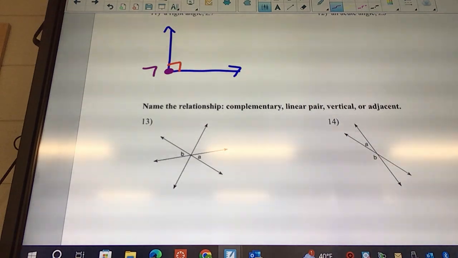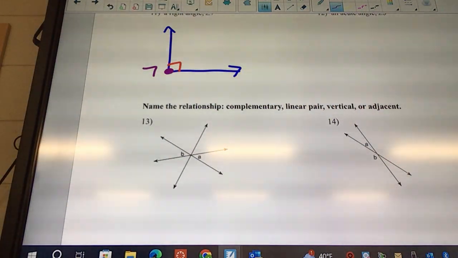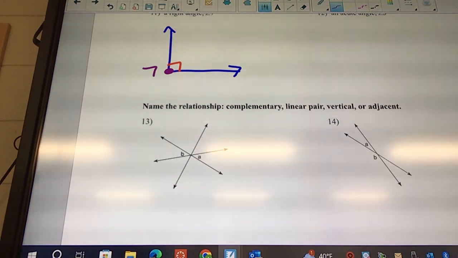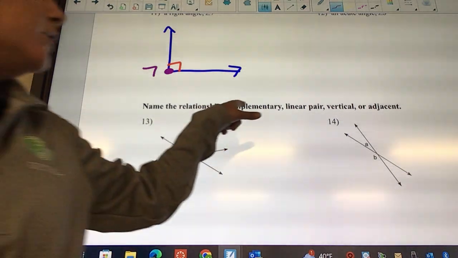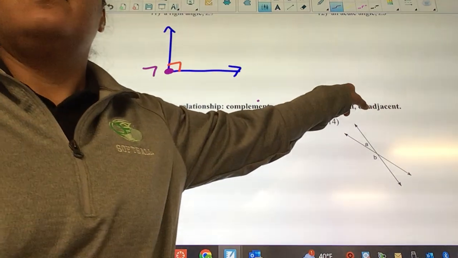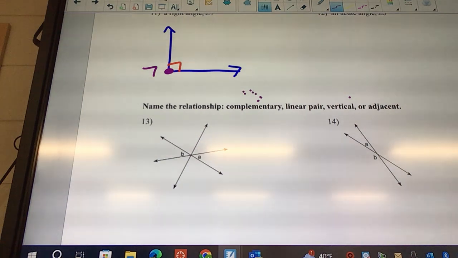Okay, name the relationship: complementary, linear pair, vertical, or adjacent. Now, if I had to pick an area on the test that you guys need to work on, it's this area. So please, for the love of God, if you don't understand today, then please ask me. That was the number 1 area that everyone was lacking on their last review. I think part of what threw you off is sometimes you're going to have one of these and one of these, or you could just have one. Some might have 2 or 1, it doesn't matter.